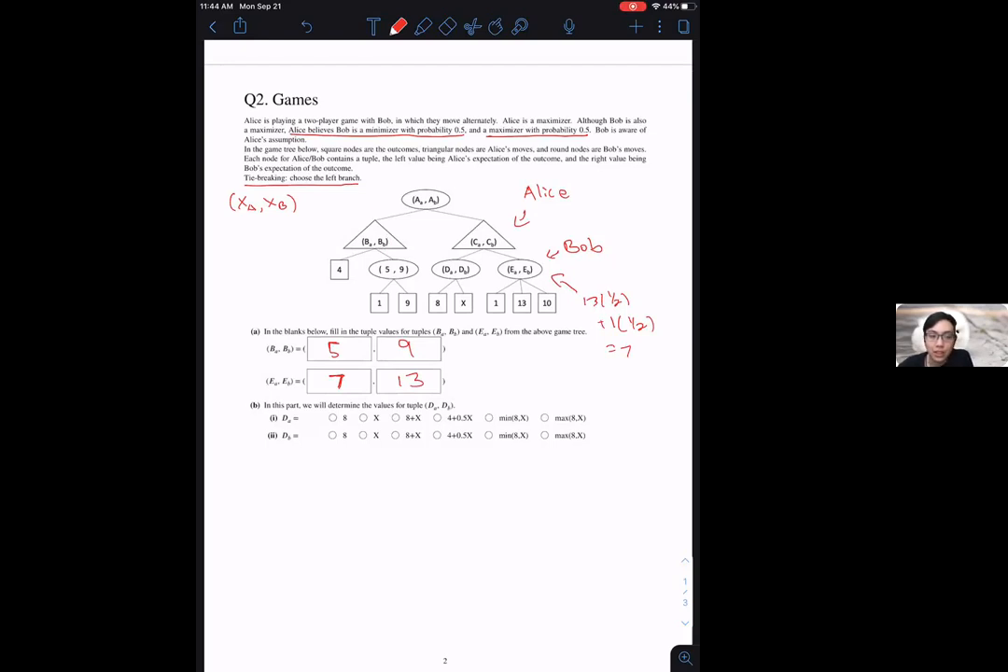Now for this last part in part B, we're asked to determine the values of the tuple dA and dB. In this case, we know that dA, dB is Bob's node once again right here, and we can just look at how Bob's nodes act in order to come up with a general expression in terms of x. Right here, recall that dA is supposed to be what Alice believes to be the expected value of the minimizing and maximizer values. So since we have an expected value, we know that between these two values, one of them has to be a minimum and one of them has to be a maximum.